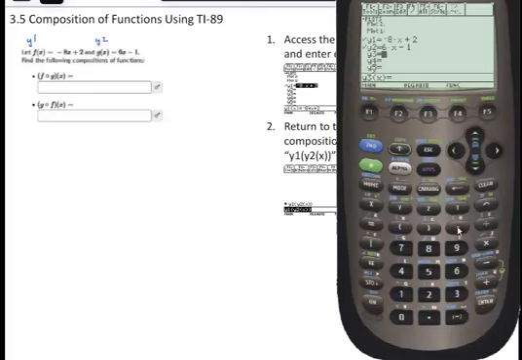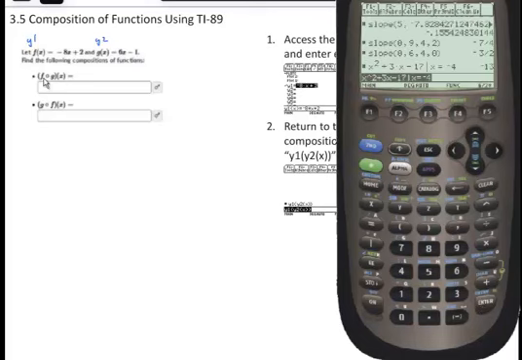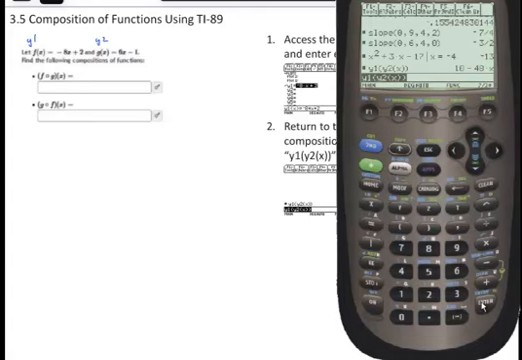So when you go back to your home screen, if you want to evaluate f of g of x, the outer function is y1 of y2 of x. We aren't evaluating it for a specific number; we're leaving our answer as an expression. This keystroke entry is going to evaluate the f function where every x in the f function is going to be replaced by the entire function g, which we call y2.